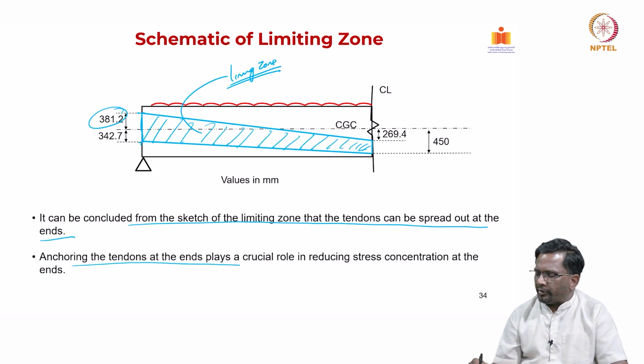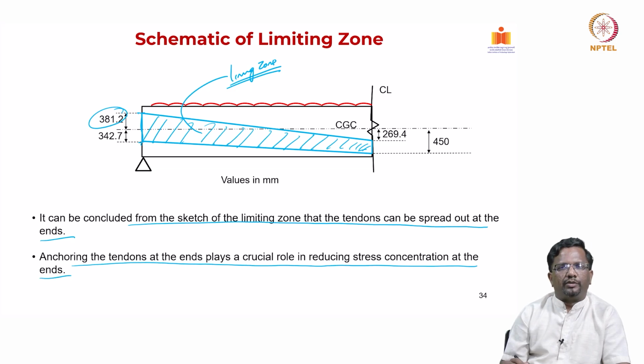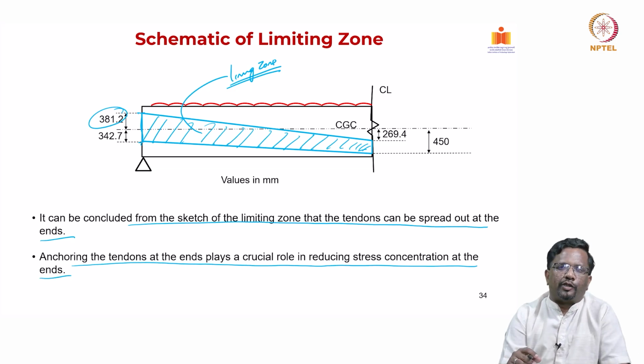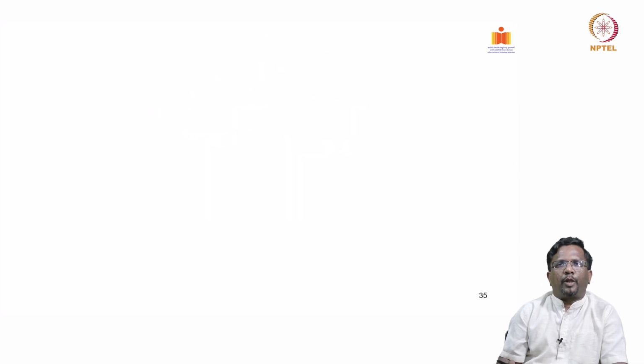Anchoring the tendons at the end plays a crucial role in reducing the stress concentration at the ends, right. So, if I have a larger zone, it helps me to reduce the stress concentration to avoid the splitting cracks that typically happens in post tension elements, right.